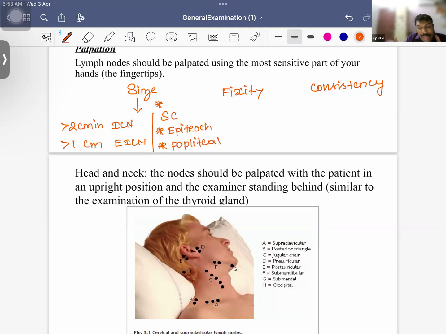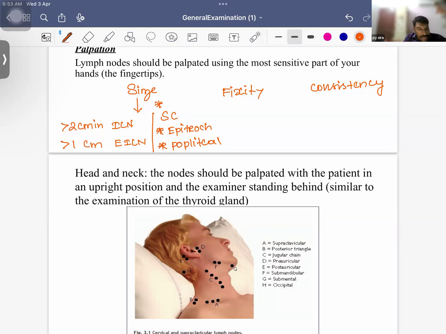Also any lymph node with a lesion in the draining area. For example, a patient has a lymph node in the pre-auricular area and has ear pain, then that is also significant lymphadenopathy. So any size of lymphadenopathy in other regions is significant. You have to remember that very well.